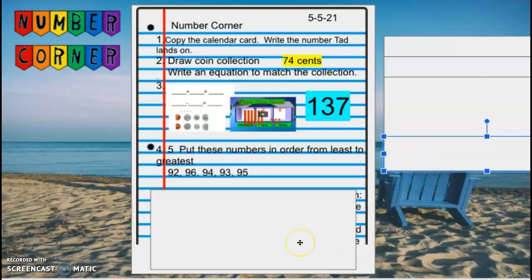Next to number 4, you are putting these numbers in order from least to greatest. 92, 96, 94, 93, 95. Press pause if you need more time for number 4.